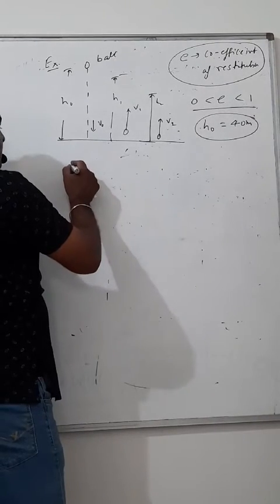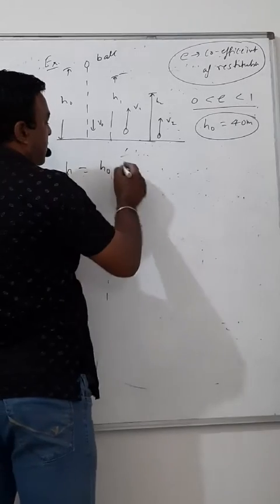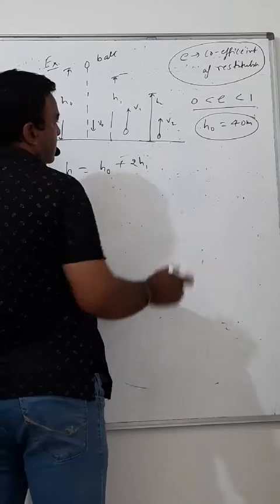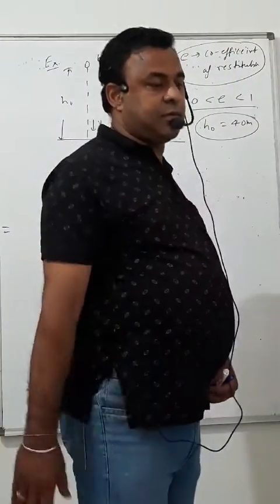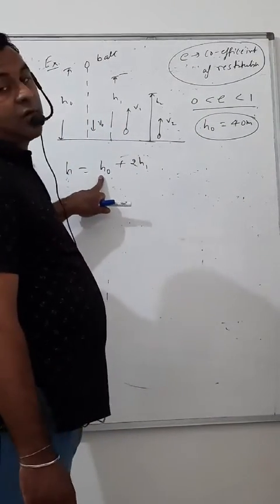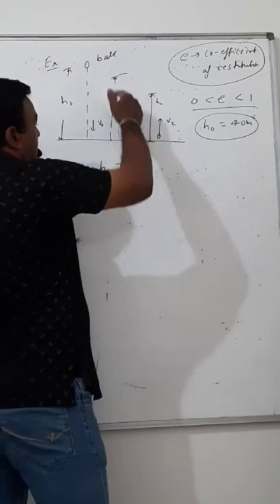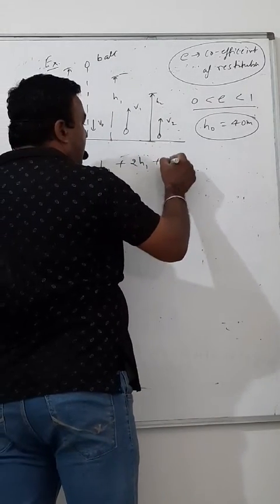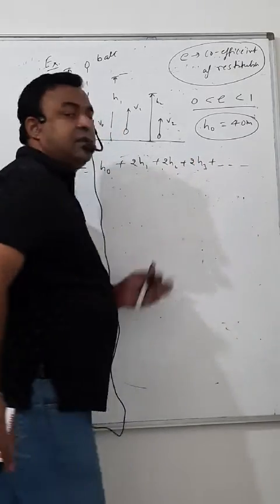Now, the distance is: it comes down H0, then goes up H1, comes down H1. H0 will come once. Usually students make this mistake: they write 2 before H0 also. No. H0 happens once. H1 it goes up, then comes down, so it's twice. Plus 2H2 plus 2H3, theoretically infinite.